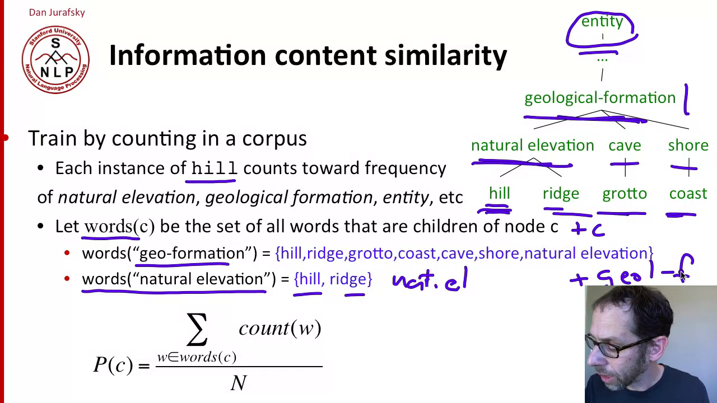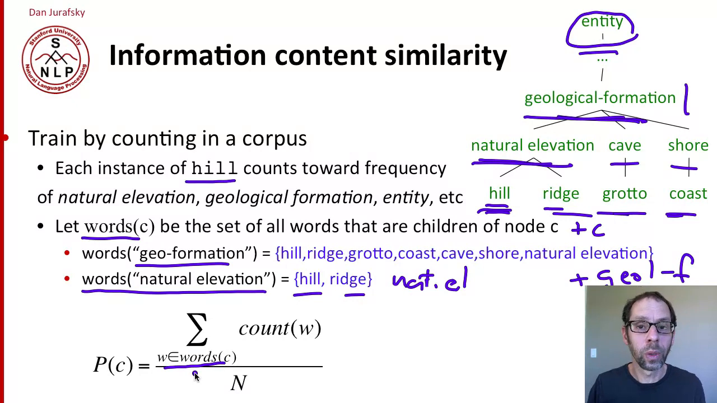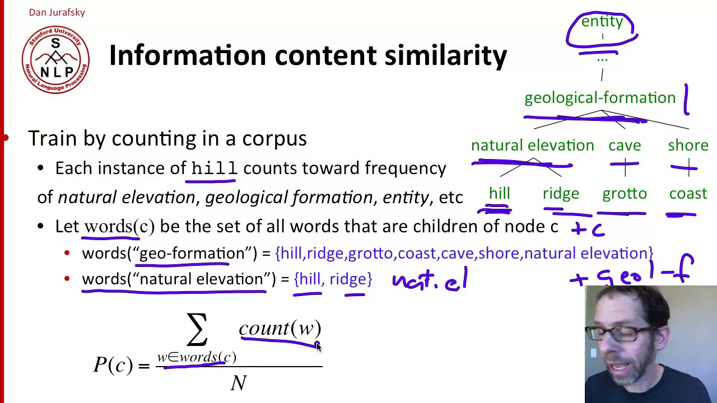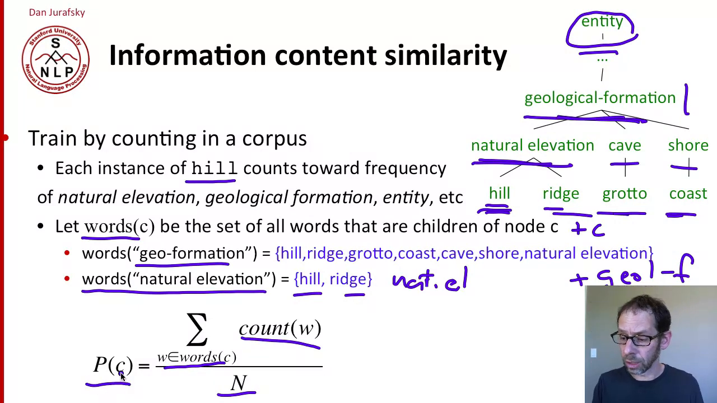And now we can take, for any concept, we sum over all the words of that concept, so itself and all of its children, sum the counts of all those words, and then normalize by the total number of words in the corpus. And that tells us the probability of the concept. So the probability that a random word will be an instance of that concept.